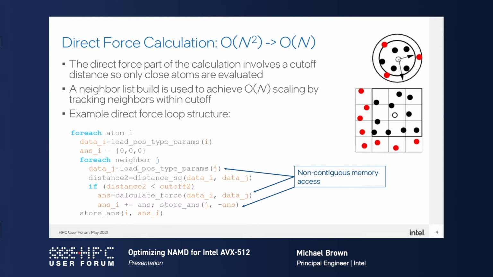An example direct force loop structure is shown here, where for each atom I in the system, we loop over the neighbors, check if they are within the cutoff distance, and calculate the result for each pair. Because we are looping over a neighbor list of pairs, and because of the type-dependent constants, significant non-contiguous memory access is involved in the loop.